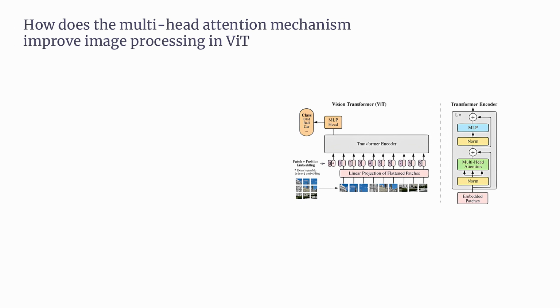Now, let's break down the multi-head attention mechanism in the vision transformer and see how it significantly enhances image processing. This mechanism is crucial because it allows the model to focus on different parts of the image simultaneously, enabling it to capture complex relationships and understand the image in a more holistic way.